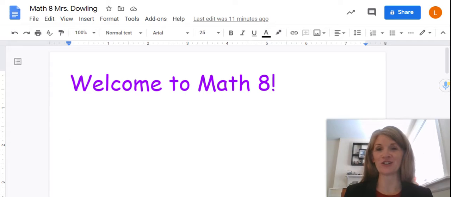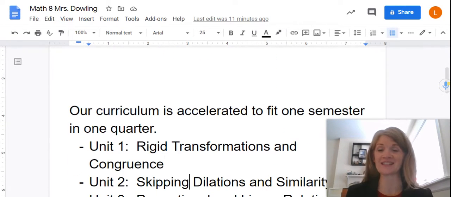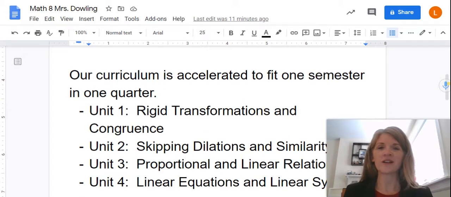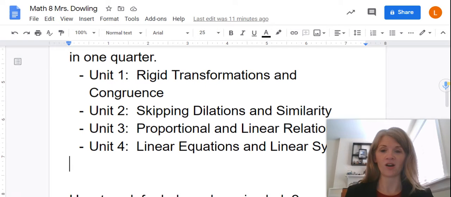Some of your children are seventh graders taking Math 8, and most of them are eighth graders. The class is the same. Our curriculum is accelerated so that we're fitting one semester of work into one quarter. And the biggest way we're doing that is by skipping some of the lessons and actually skipping an entire unit, Unit 2, on dilations and similarity.